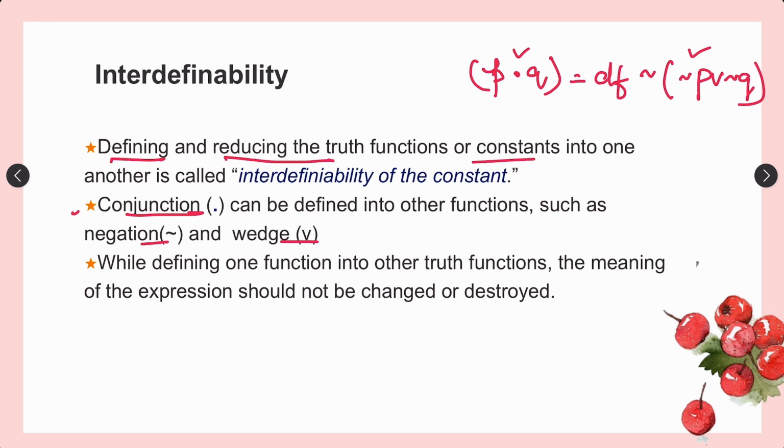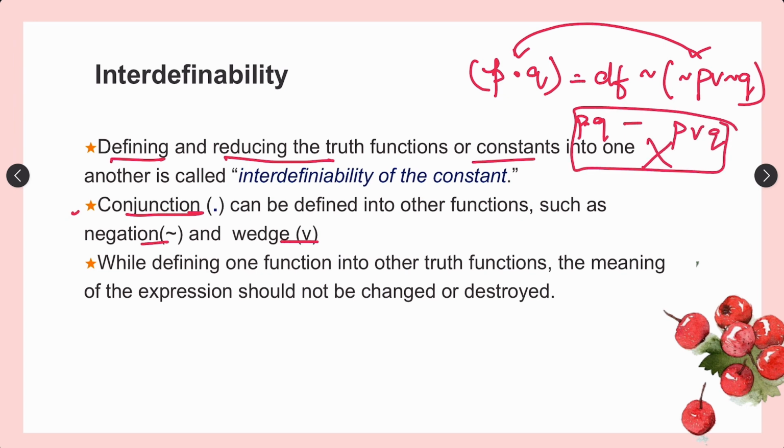While defining one function into another truth function, the meaning of the expression should not be changed or destroyed. This is important. You cannot simply change p dot q into p wedge q. I'll be providing some formulas, and you have to use interdefinability according to those formulas.